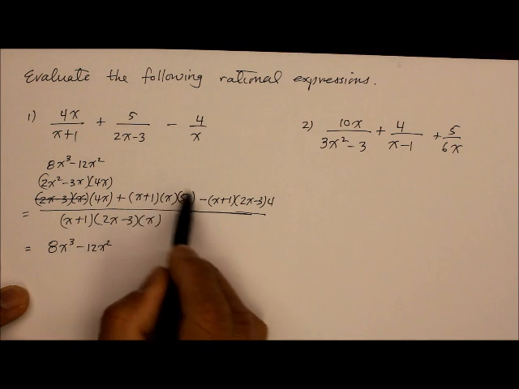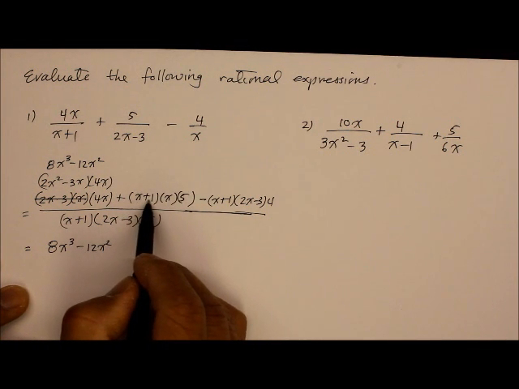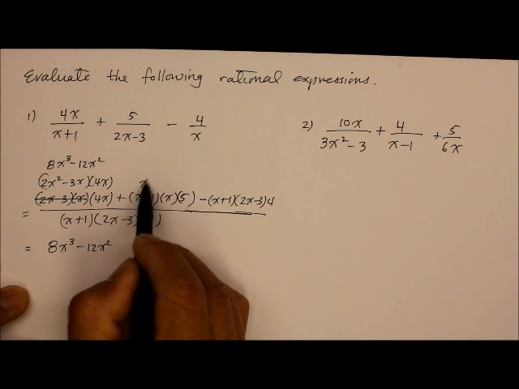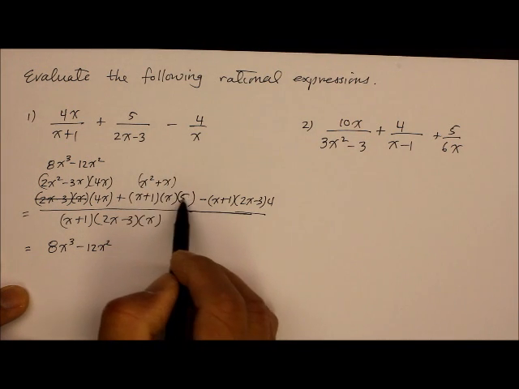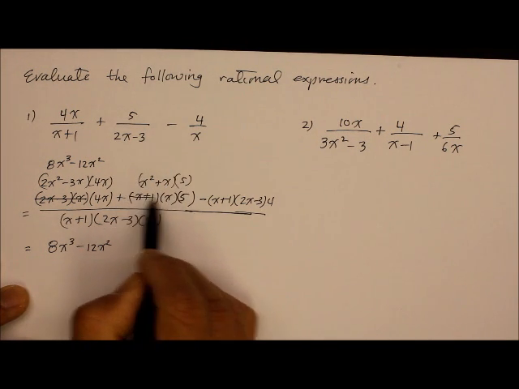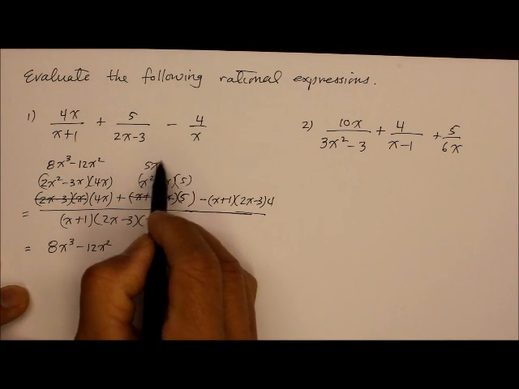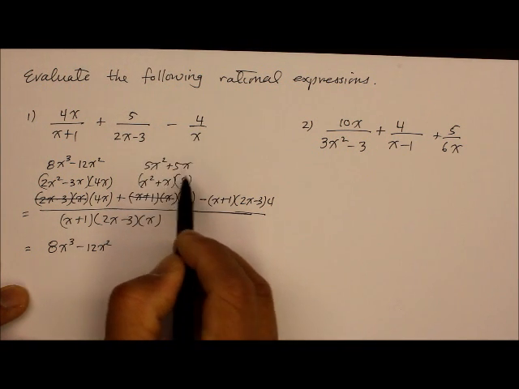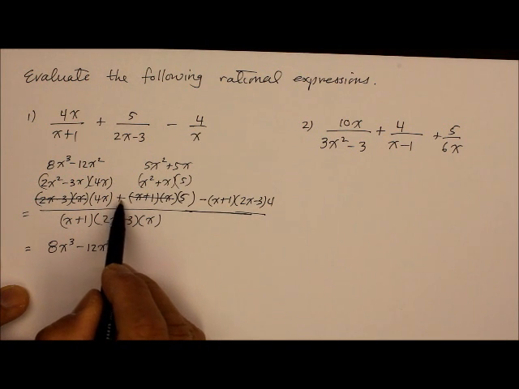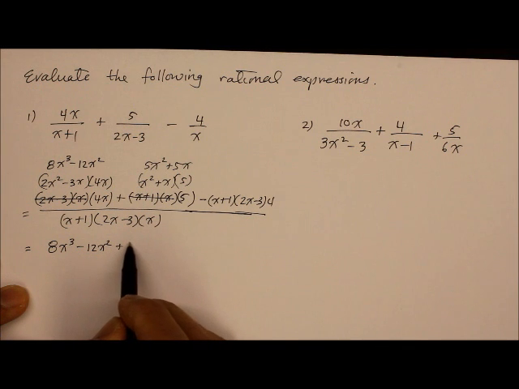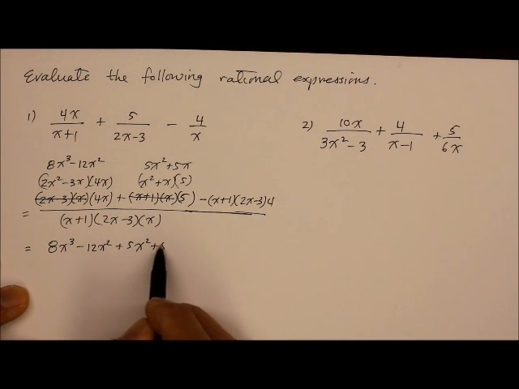Now the second numerator, let's evaluate that. X plus 1 times x, you know it's going to become x squared plus x times the term 5. And distribute that as well, you get 5x squared plus 5x. Luckily it's a plus. You'll know what I mean in a minute when I mention that. So it's plus 5x squared plus 5x.